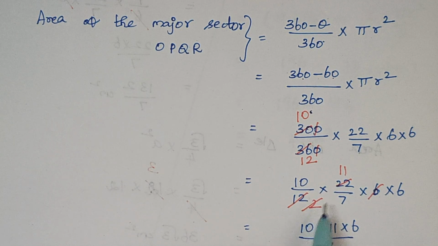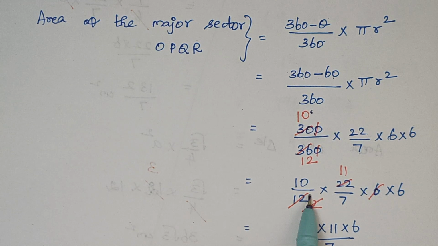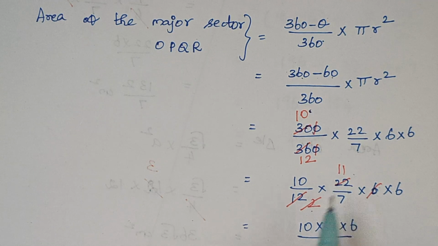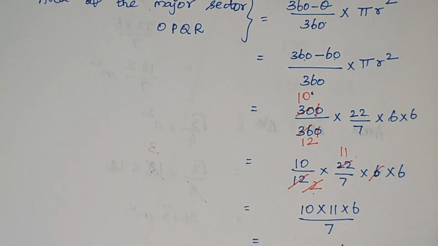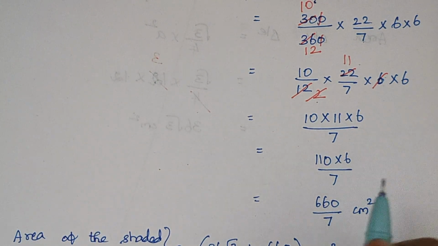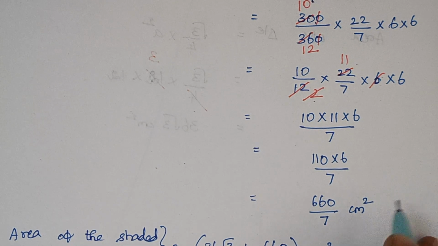So 10 by 12 into 22 by 7 into 6 into 6. So obviously you see 6 and 12 two times, and 2 and 22 eleven times. So the remaining terms are 10 into 11 into 6 by 7. So again when you simplify here I am getting the value as 660 by 7 centimeter square.